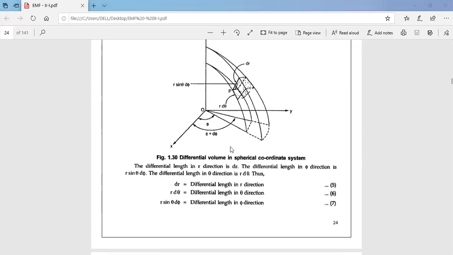All right. So again, coming out from the origin to the surface is dr. Going around like this is r d theta. Just like with the cylinder, it's r d theta.